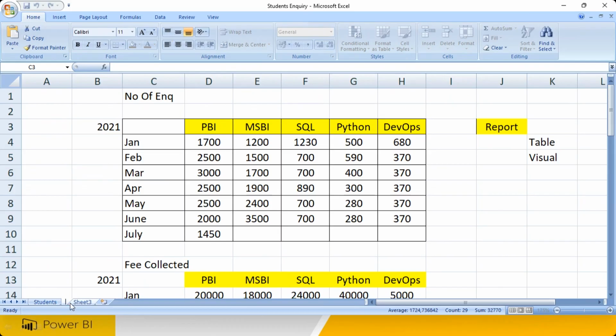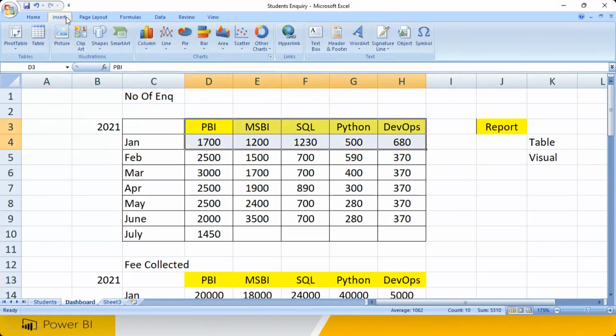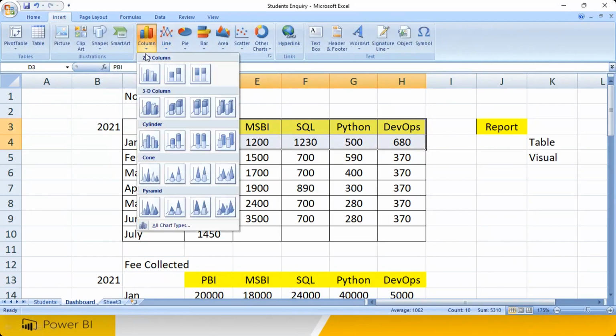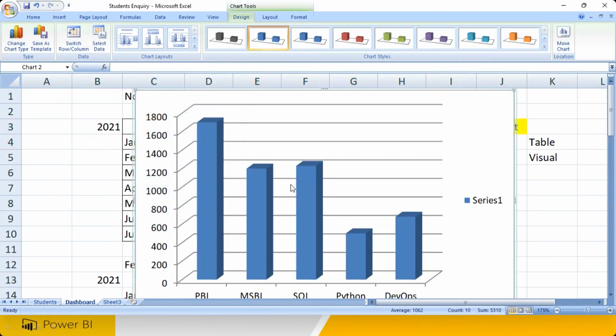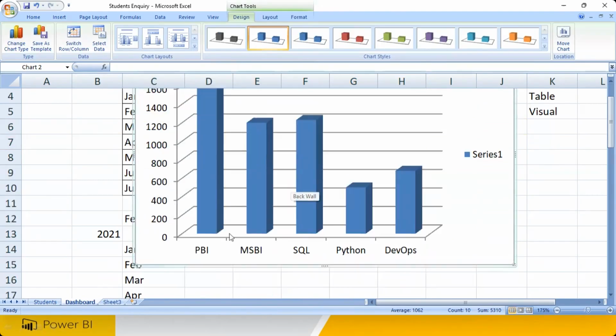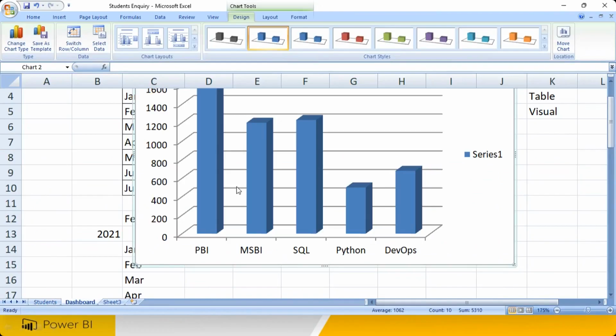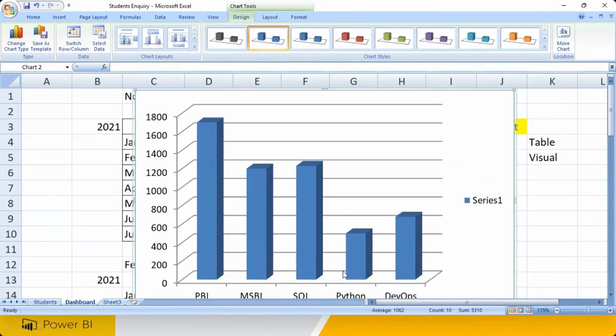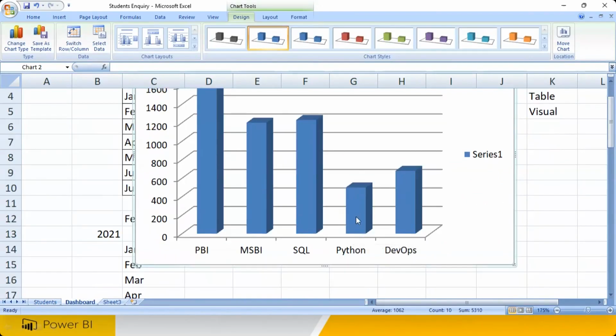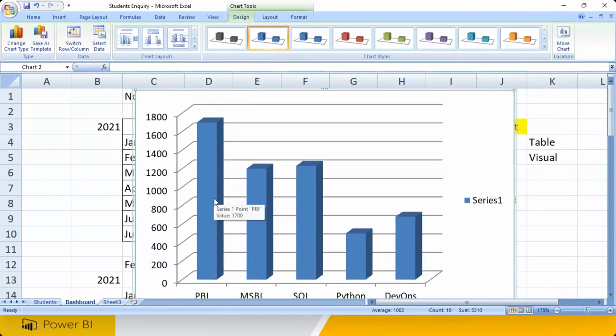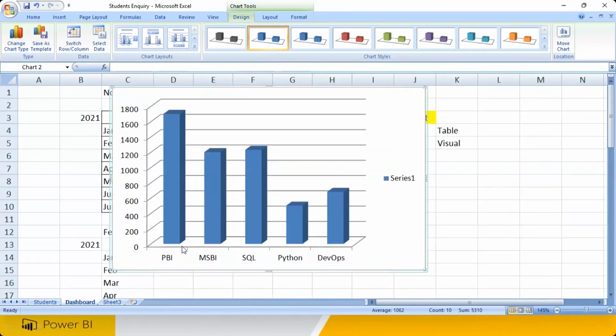But now I wanted to take this data and go to the insert tab. I can click on the columns. I can create a beautiful chart or visualization. Clear? So people can understand your data. This is the raw data. Raw data is not able to tell you anything. But when you create a summary and create a dashboard like this, you can understand that for Python the number of inquiries is less, and for Power BI the number of inquiries is more. It can tell you a story.